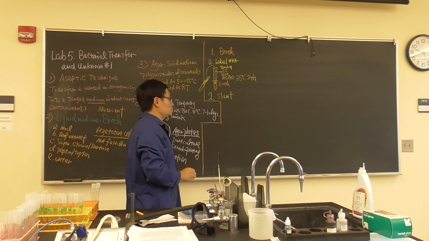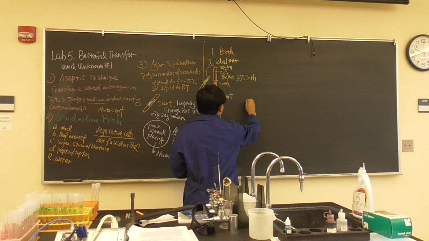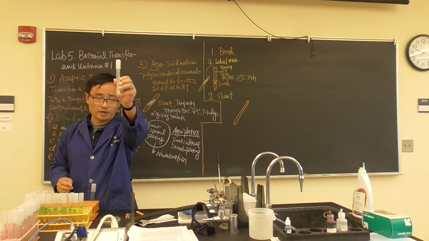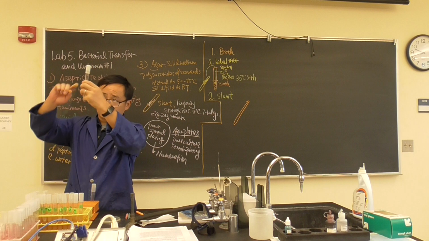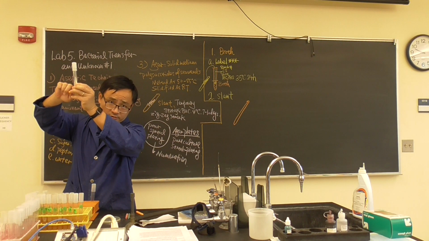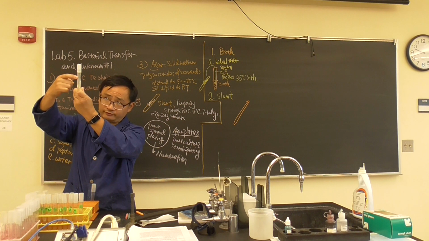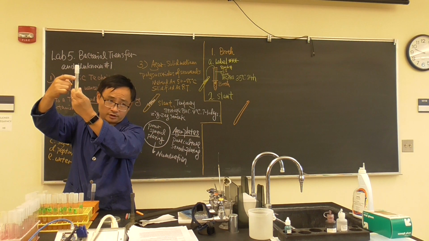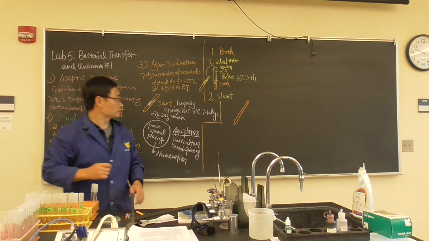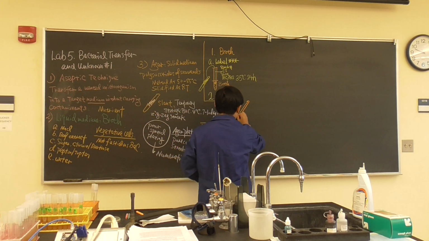Okay, slant is also very simple. You have a slant like this. This is a slant. And where should you label? Right on the corner here. Not on here. If you label here, you're going to cover the whole thing of the slants. You cannot see whether it grows or not. So right on the corner here. So the slants, if it looks like this, you're going to label right here.